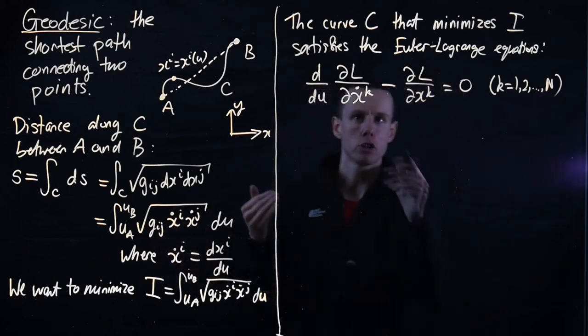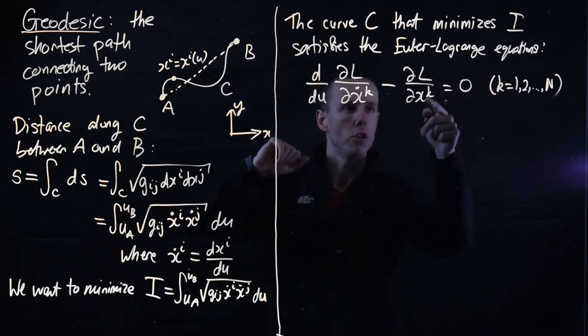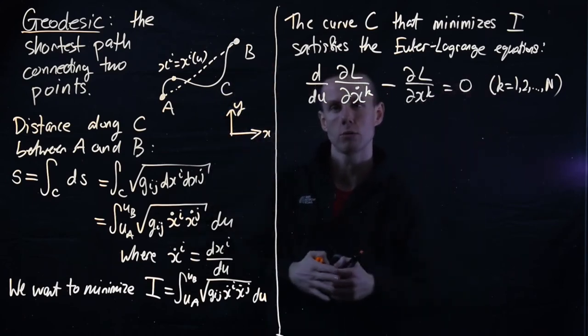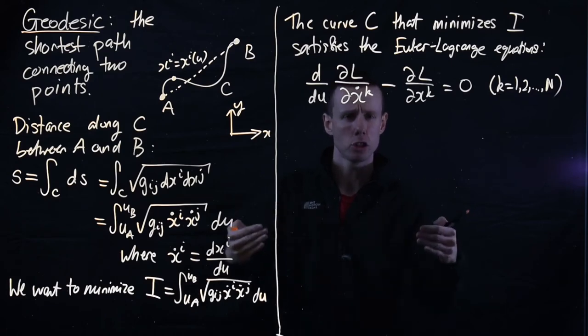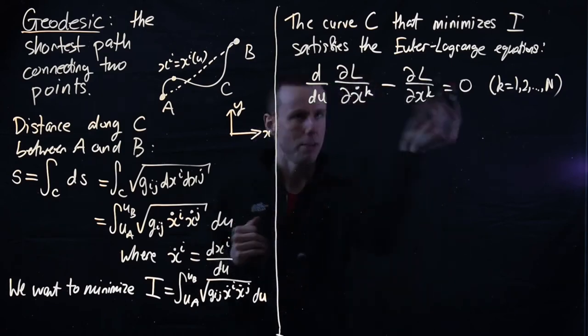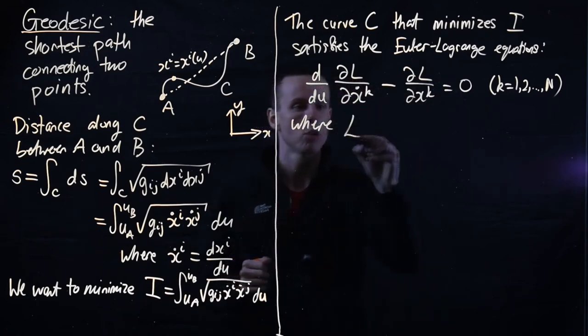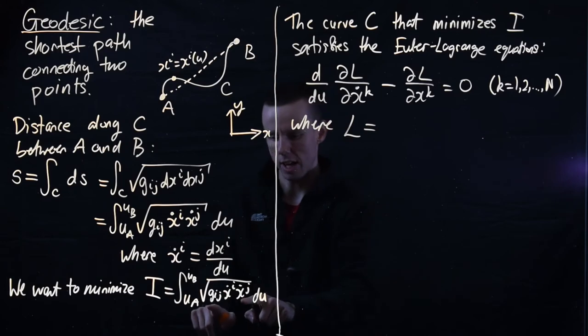So in two-dimensional space, there are really two equations here: an equation for k equals 1 and an equation for k equals 2. In a three-dimensional space, there are three equations, and so on. And what's L, by the way? I've just brought in this L. L is whatever the integrand is here.